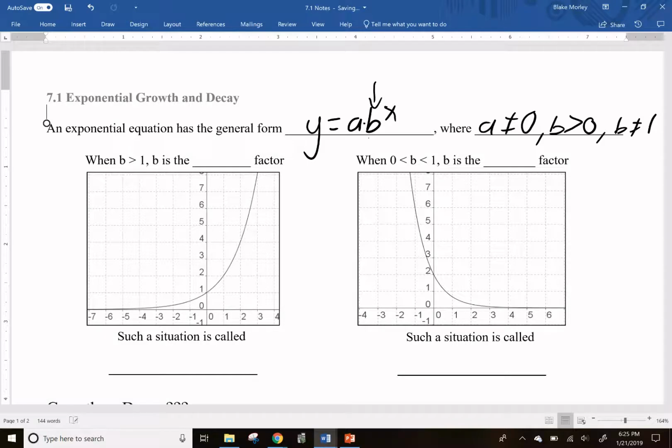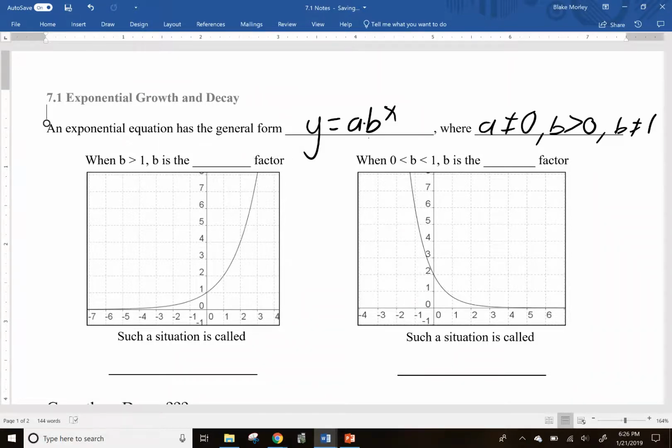If b was 1, then it wouldn't matter what x is. If x was 2, you'd have 1 to the second power, which is 1. If x was 3, it'd be 1 to the third power, which would still be 1. If x was 4, it'd be 1 to the fourth power. I think you see where this is going. b can't be 1 because 1 to any power would still be 1 at the end of the day. So it would essentially render x useless.